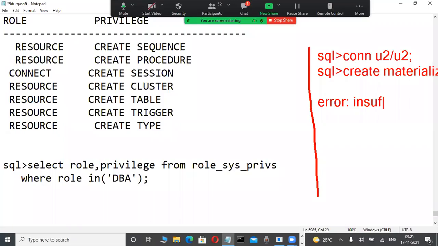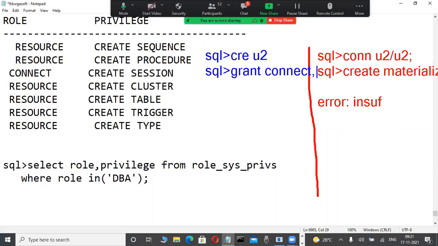An insufficient privileges error occurs. What is the reason behind that? They are asking, then what do you tell the interviewer? Maybe my database administrator created a user, username U2 identified by password. After that, maybe they are giving a grant. Which role are they giving?